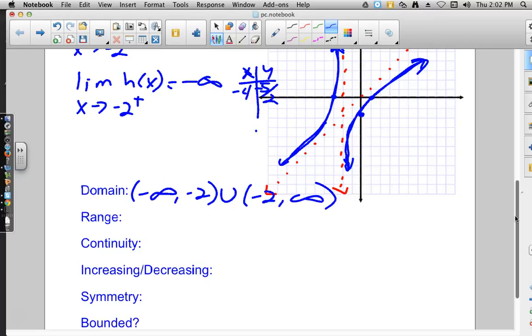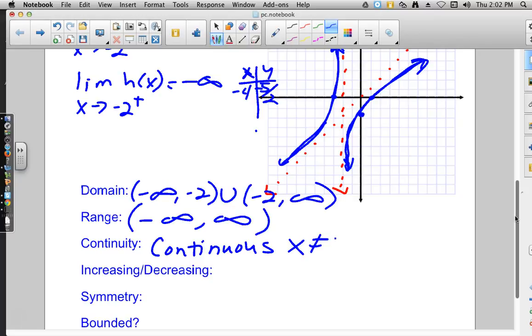Our range, well, these are going up and down forever, so that's going to be -infinity to infinity, all real numbers. Continuity, absolutely. It is continuous for all x not equal to our -2 vertical asymptote there.